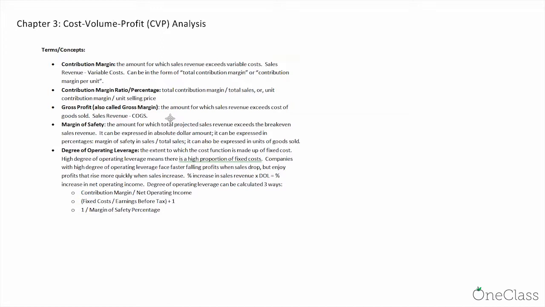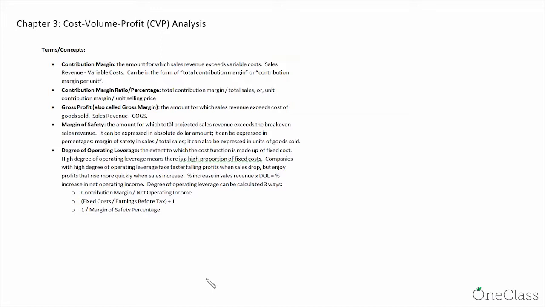Let's first go through some terms and concepts. Contribution margin. Contribution margin is the amount for which sales revenue exceeds variable cost. Sales revenue minus variable cost. It can be in the form of total contribution margin or contribution margin per unit. Contribution margin ratio or percentage: it's the total contribution margin divided by total sales, or unit contribution margin divided by unit selling price.